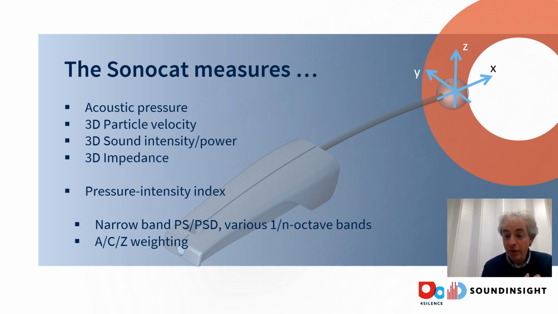Sound intensity being the product of the pressure times the particle velocity, and impedance being the ratio between the pressure and the particle velocity. In addition, we have the pressure intensity index, where the pressure intensity index is the difference between the sound pressure level and the sound intensity level, and that will give you an indication about how propagating the sound field is, or how reverberant the sound field is. All these measurements that we do are in narrowband, but you can also convert to octave bands, or 1/3 octave bands, or 1/6 or 1/12 octave bands, as you would like, and we can add the A, C, and Z weighting if we want to.